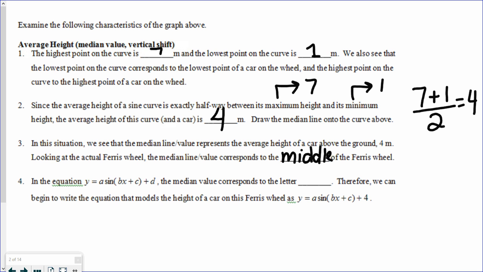So if you saw back where I was drawing all those arrows out of the middle, that would be 4 meters off the ground. And part 4 there, it says in the equation y equals a times the sine of bx plus c, plus d, the median value corresponds to the letter d. That's from the characteristics that we learned last time. The median value is your d value. Therefore, you can begin to write the equation that models the height of the car, with, instead of d, a 4 at the end. So we're starting to write our equation just from our data points.